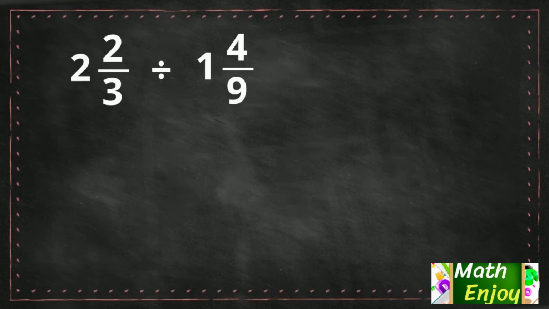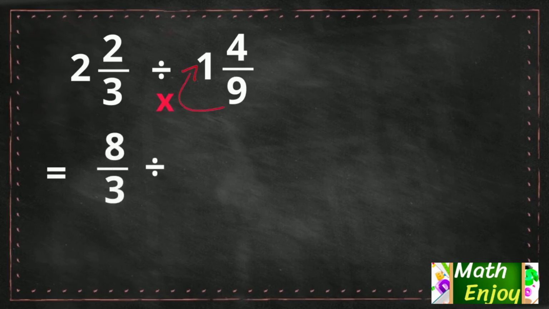Now we will divide a mixed number by another mixed number. Then what is the first step? We have to convert both the mixed numbers into improper fractions. 3 times 2 is 6. 6 add 2 is 8. 8 over 3. 9 times 1 is 9. 9 add 4 is 13. 13 over 9. If you want to learn how to convert mixed numbers into improper fractions, watch this video.